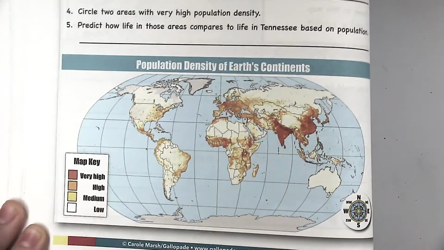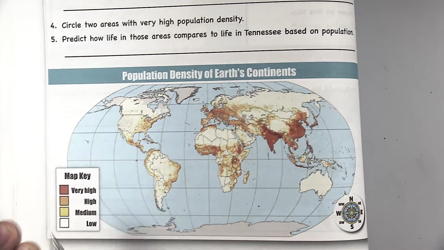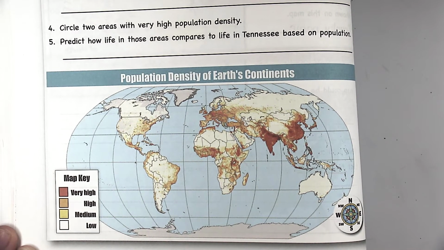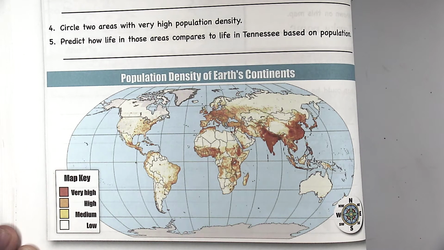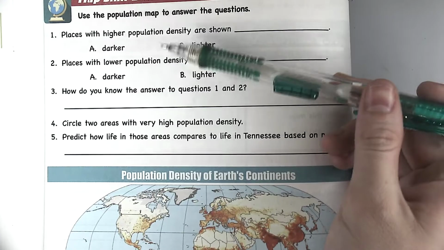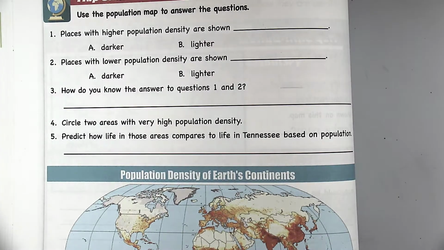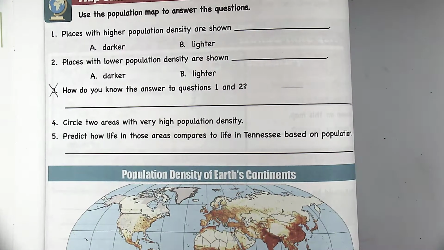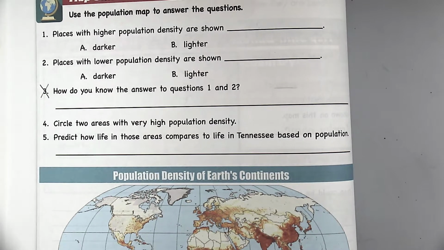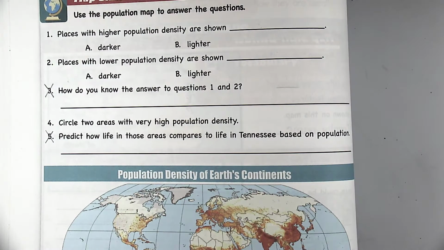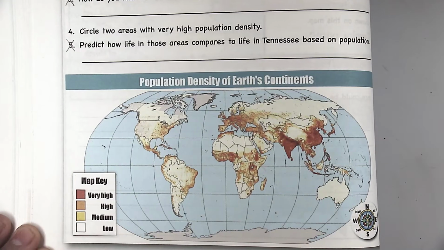Now let's look at the map key. Okay, we can see that the population is very high in the red areas and it is low in the white areas. So using that, I want you to answer numbers 1 and 2. You can go ahead and skip number 3 because I'll have a question in your quick check. And then you can go ahead and skip number 5. So just do numbers 1, 2, and 4 using this map.